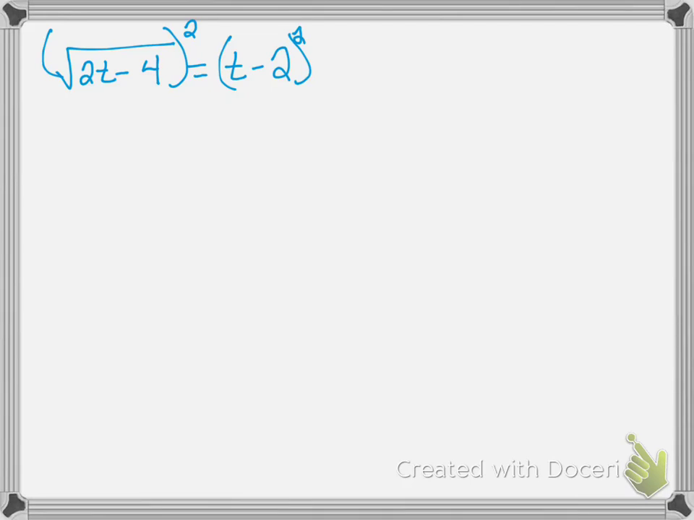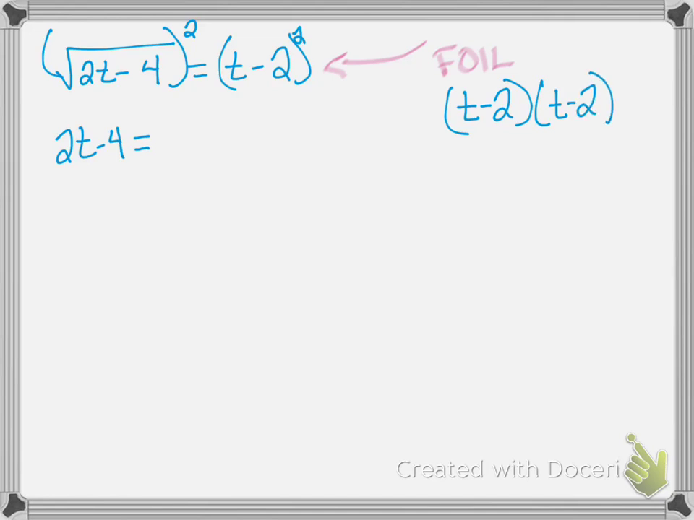So we already had the 2t minus 4 under the square root sign isolated, so we're going to square both sides. When I square the 2t minus 4 under the square root, I'm left with just 2t minus 4. Now, here on this side, I've got to FOIL that. So I've got to do t minus 2 times t minus 2. So t times t. t times negative 2. Negative 2 times t. Negative 2 times negative 2. So don't forget to FOIL that.